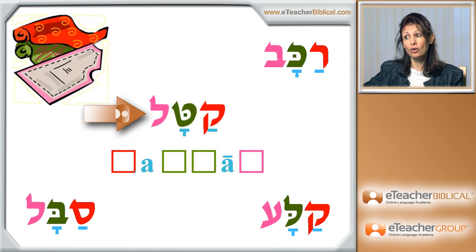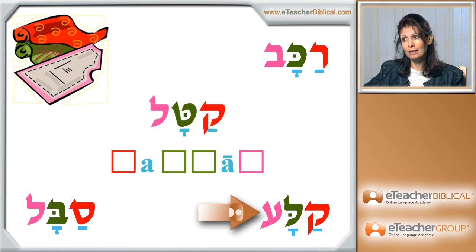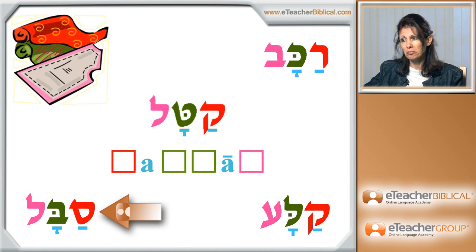But what is common to those 3 words? Because of the pattern, all of them are professions, occupations. Rakav, charioteer. Kala, slinger. Sabal, carrier, somebody who carries some weight. So they all share the same pattern, they only differ in their roots.